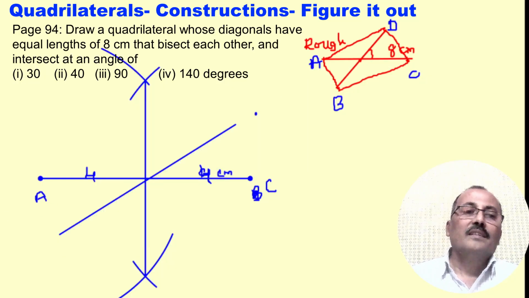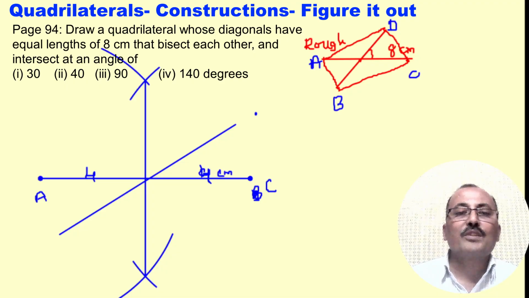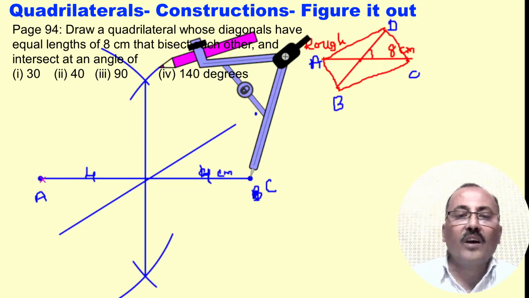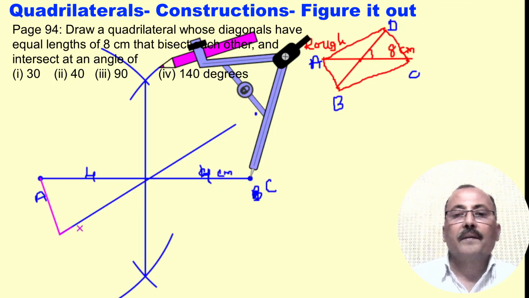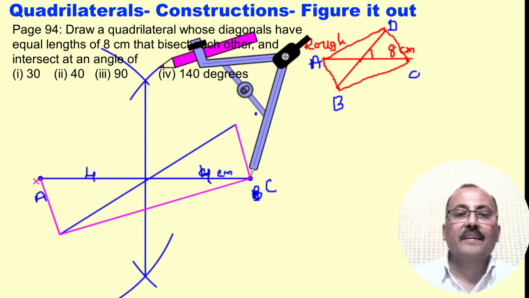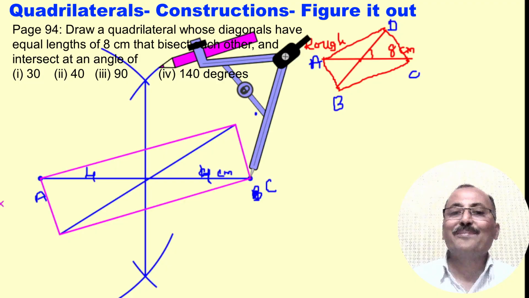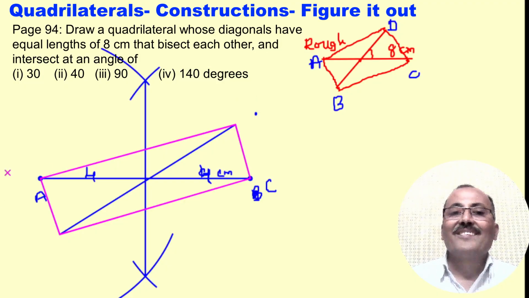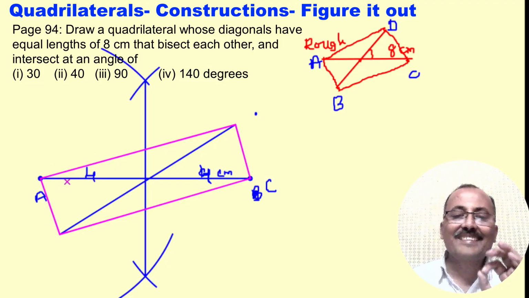Now that's all over. You see now, join all the line segments. Okay, join all the points: AB, BC, CD and DA. Beautiful. What shape, my dear children, are you getting now? Exactly, you are getting a rectangle here.